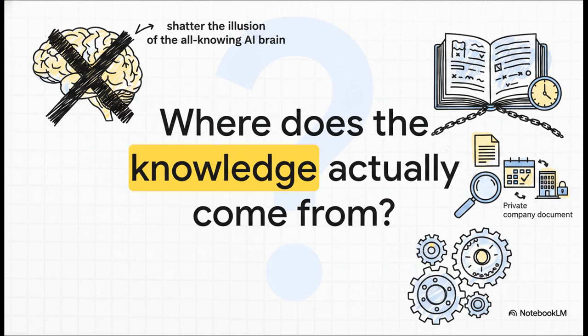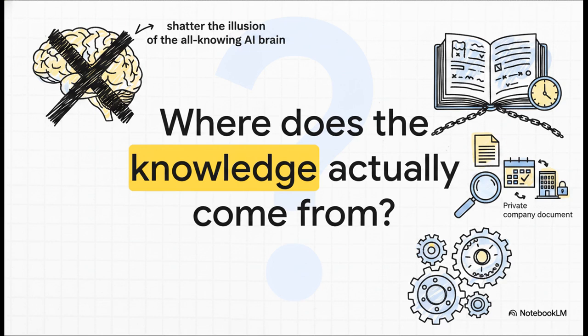So let's just start with a super fundamental question. When you ask ChatGPT a question, where does the knowledge actually come from? It's kind of a great mystery, right? Well, a standard large language model, or LLM, is essentially a massive probabilistic reasoning engine. It doesn't actually know things like a database does. Instead, it relies on patterns it memorized during its training phase. And the catch? That training data is entirely frozen in time.